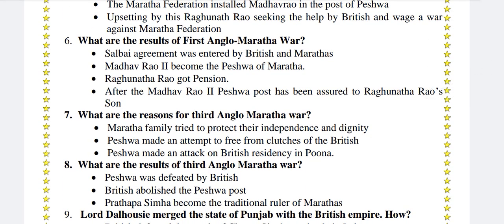What were the reasons for the Third Anglo-Maratha War? Maratha families tried to protect their independence and dignity. The Peshwa made an attempt to free himself from the clutches of the British. The Peshwa made an attack on the British residence in Pune.